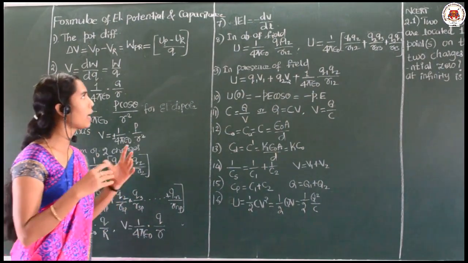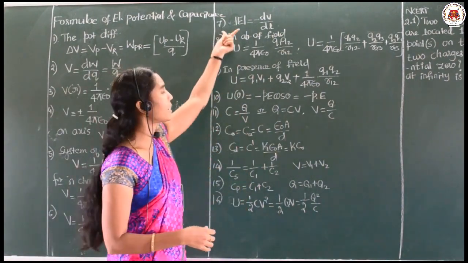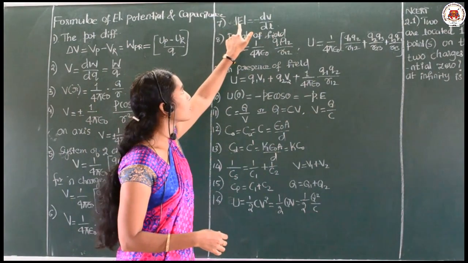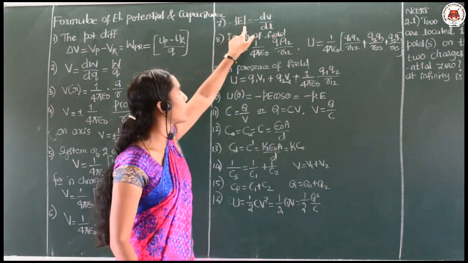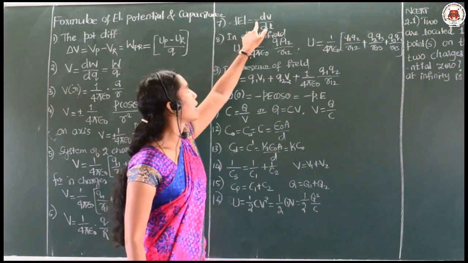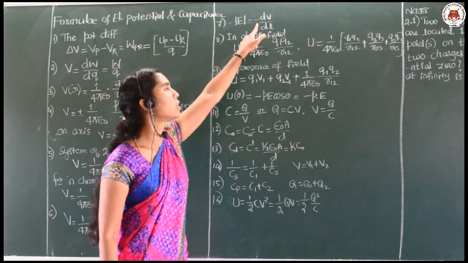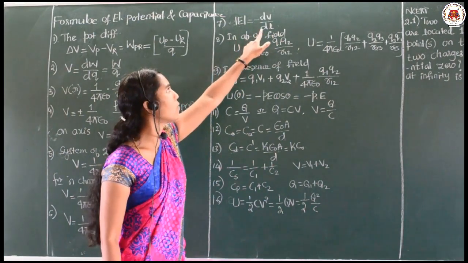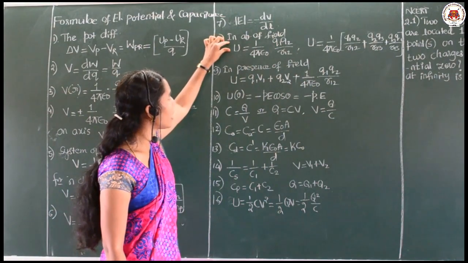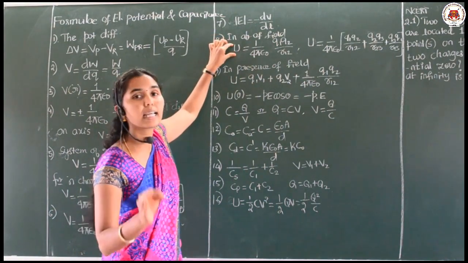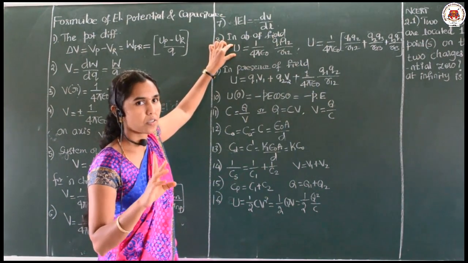And moving to the next formula, that is the relation between electric field and the potential, that is magnitude of E is equal to the negative of dV upon dl, that is the change in the potential with the displacement. Okay. Then the next one is the potential energy formula for a two charge system.